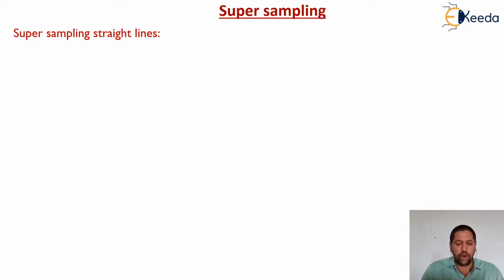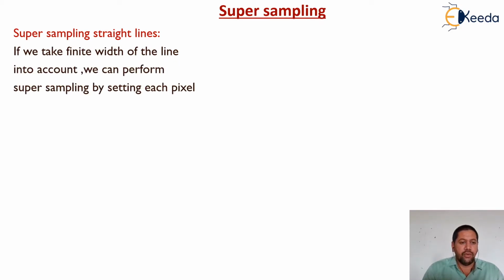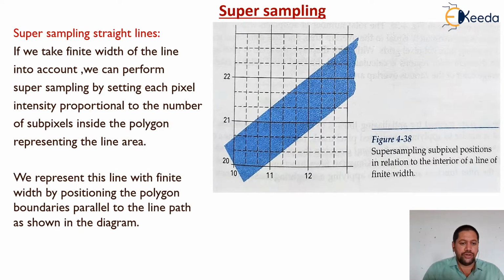Let us move to this discussion, I'm just continuing with my discussion. Now while we are doing super sampling of a straight line, another way of achieving the super sampling is, if we take the finite width of the line into account, we can perform super sampling by setting each pixel intensity proportional to the number of subpixels inside the polygon representing the line area.